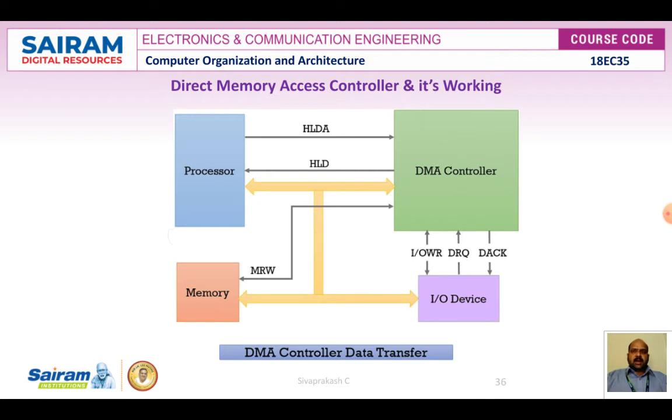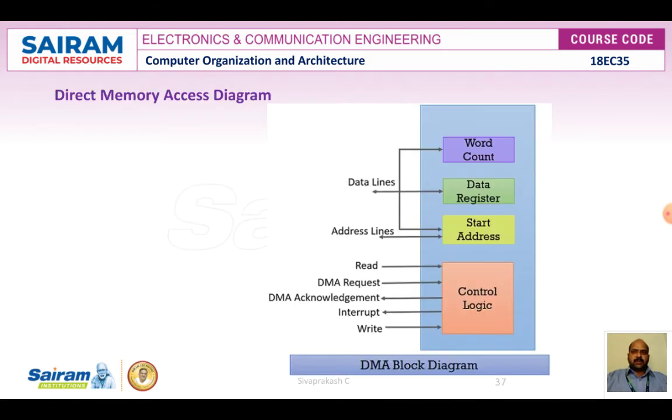Let's see how direct memory access is going to have its own diagram. After exploring the working of the DMA controller, let us discuss the block diagram of the DMA controller. In the block diagram shown, whenever a processor is requested to write or read a block of data, that is a transfer of a block of data, it instructs the DMA controller by sending the following instructions. Let us see the instructions one by one.